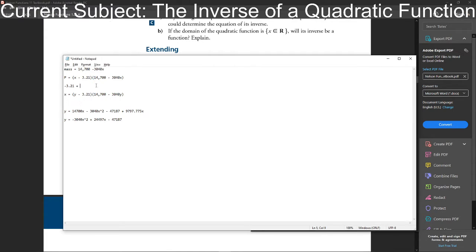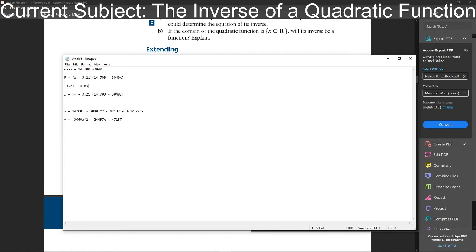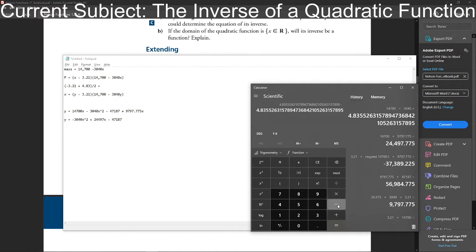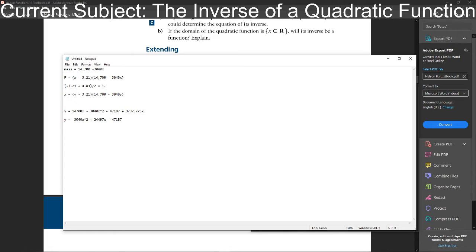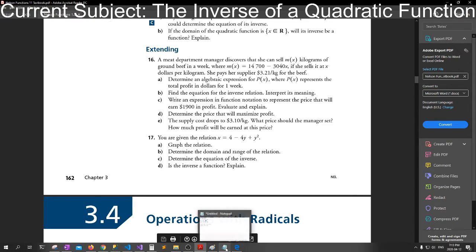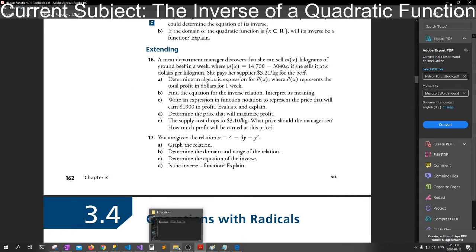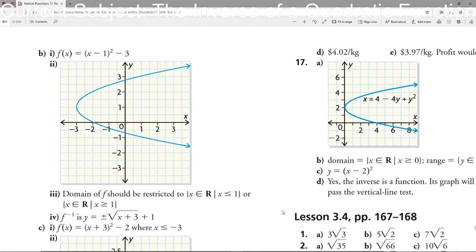Let's go up 4.8. Was it 8.3? And it's all of that divided by 2, which equals 1.62. Is that the answer for D? .02.